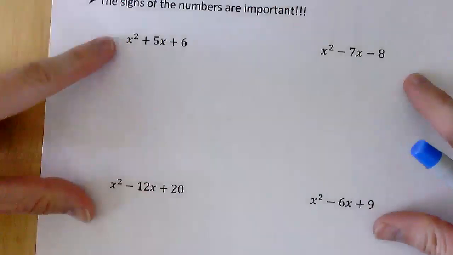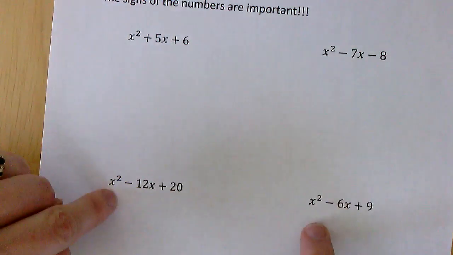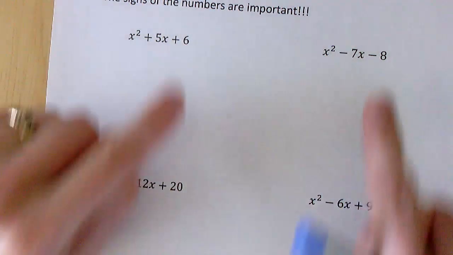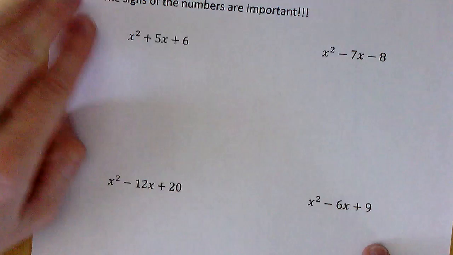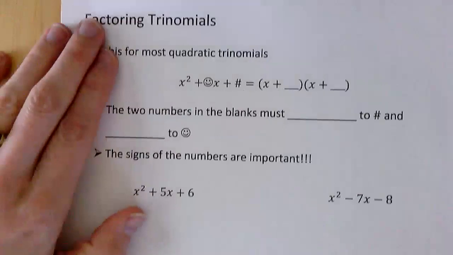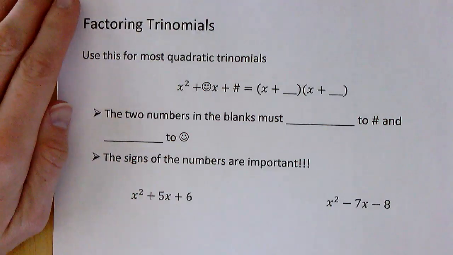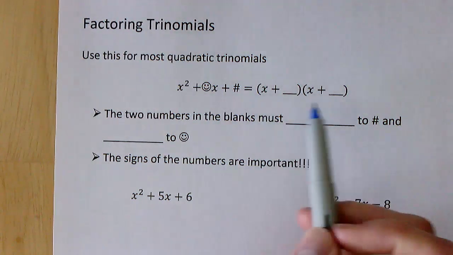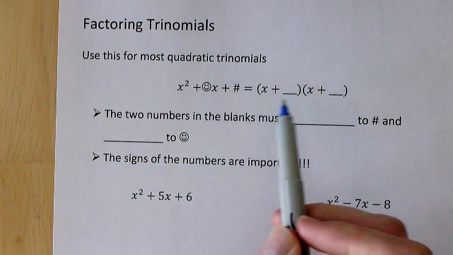See how all of these problems have x squared to start with, and then they have something with an x, and then they have just a regular number at the end. Okay, those are the specific kind of problem that we're looking at here. And what we want to do to factor these is we're going to use this little cheat sheet up here. Now, it looks really hard and scary, but it's not that bad.